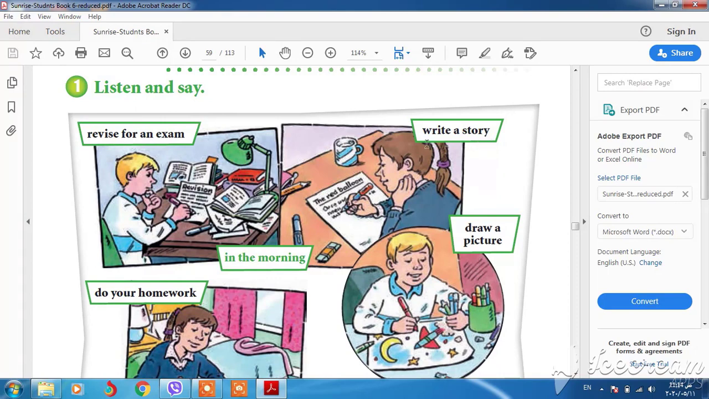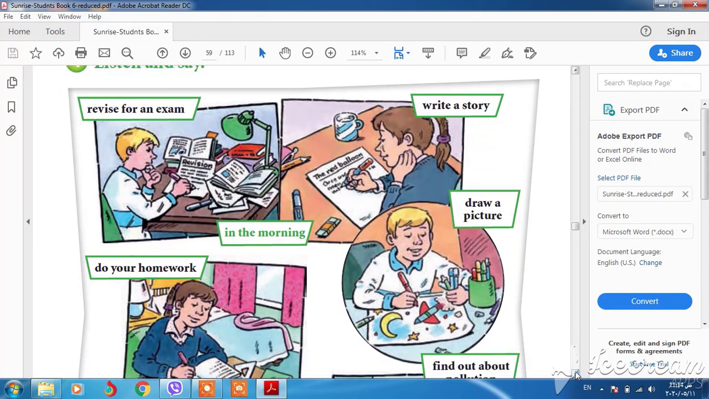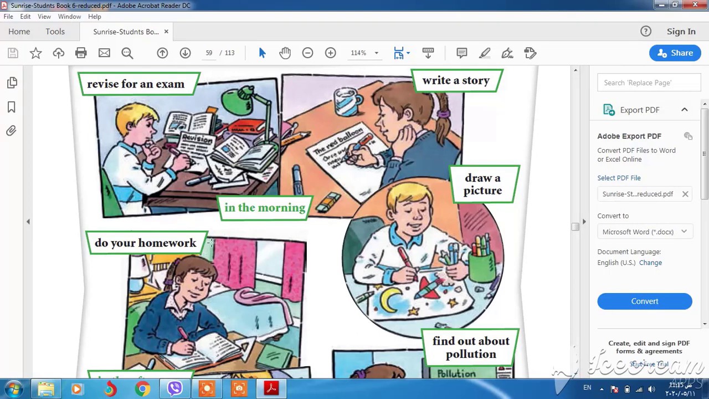Write a story. We have write. If we make it to past, it will be wrote a story. Draw a picture. We have draw also. If we make it to past, it will be drew. Okay, do your homework. We have do in present. If we make it to past, it will be did.